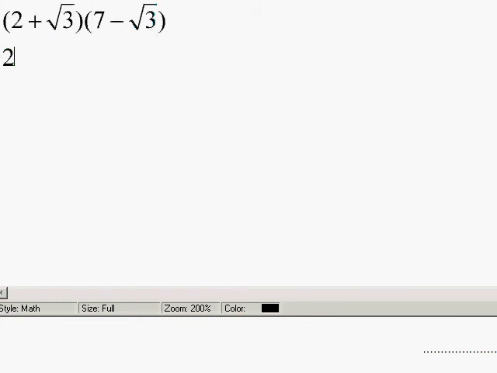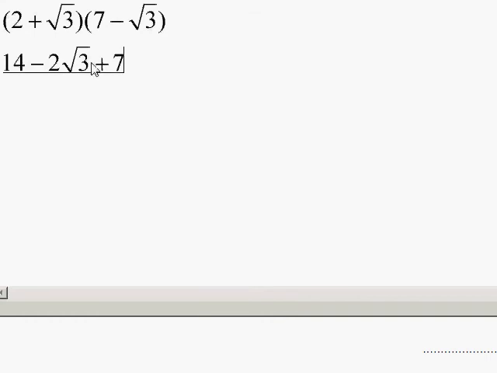So 2 times 7 is 14. Then 2 times minus √3 is going to be minus 2√3, which is a simpler way of writing 2 times √3. Plus √3 times 7. There's no simpler way of writing that except to say 7√3, which is a simpler way of writing 7 times √3.